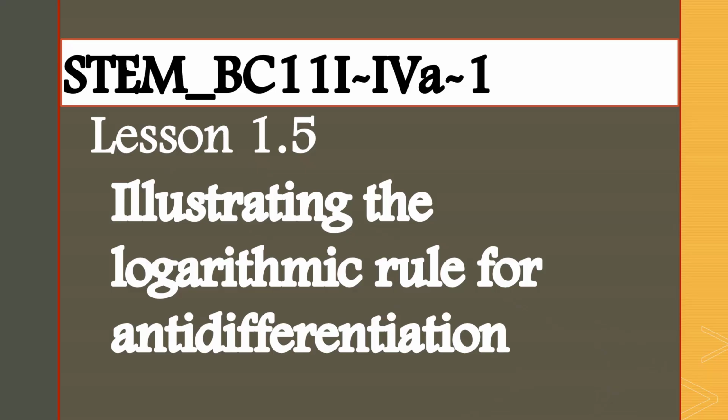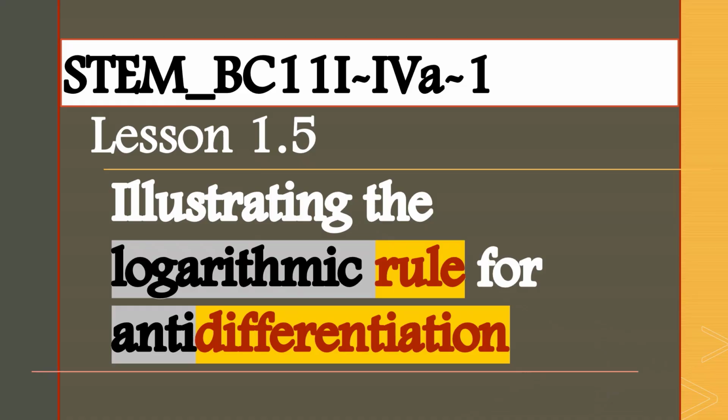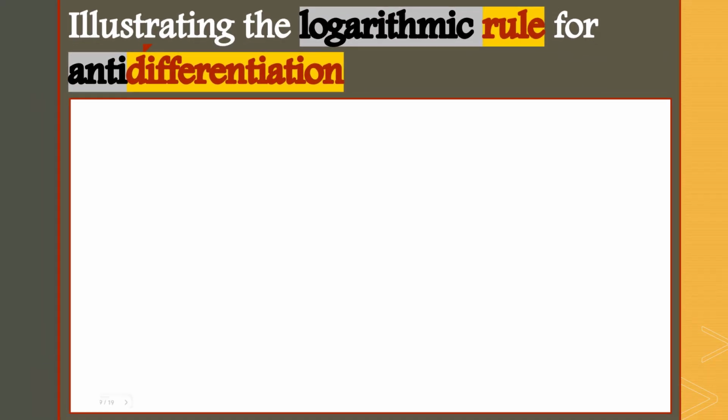Let's illustrate the logarithmic rule for antidifferentiation. Now, even if this is called the logarithmic rule, we do not start yet with any function that has a logarithm. This is actually a rule that will capture one of those exemptions for the rule involving rational expressions. This is for the function where we have 1 over x. Let's talk about it later.